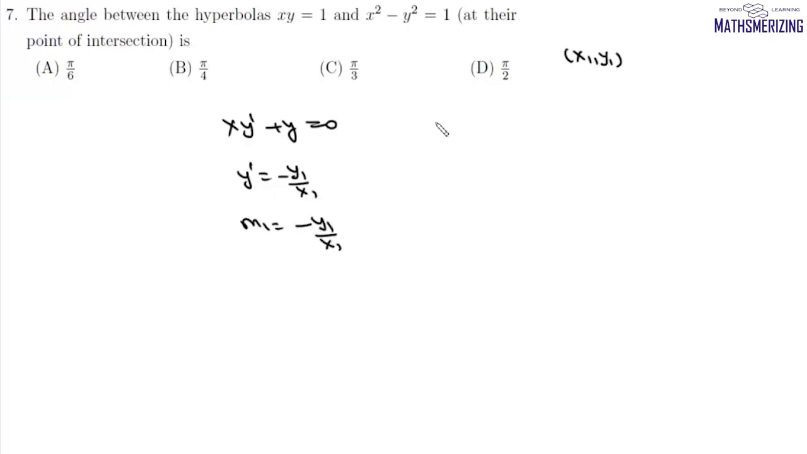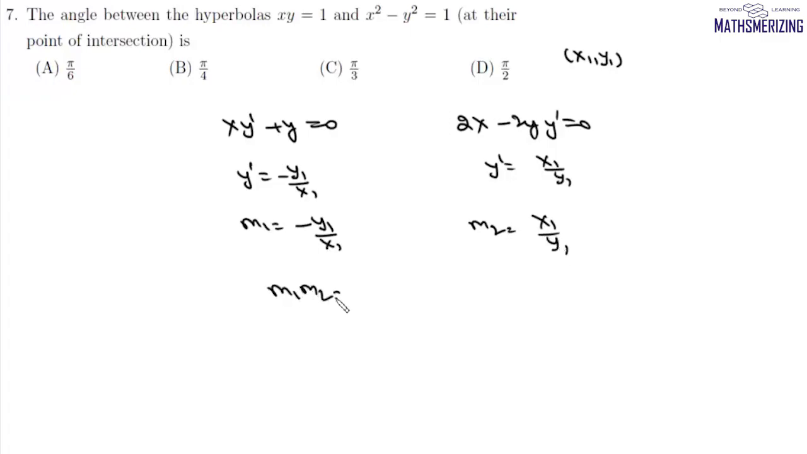Now for the second curve, we'll differentiate it. We'll get 2x minus 2y into y dash equals 0. That is, y dash is x1 upon y1. So we'll get m2 as x1 upon y1. Now if we multiply m1 with m2, we'll get m1 into m2 as minus 1. That means the angle between these two curves is simply pi by 2, and that's your option D.